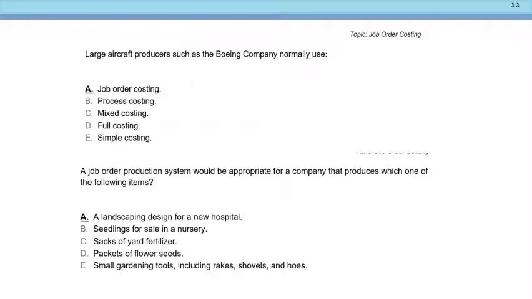Okay. Now, the other way you could answer this question would be to back into it. Seeds for growing a lawn or something, obviously that's not going to keep track of the cost by bag of seeds, sacks of yard fertilizer, packets of flower seeds, small gardening tools. These type of items we'd use what? Process costing as we go from department to department. I don't know how they produce fertilizer, but let's not get into all that. From the fertilizer department to what? To the bagging department where they stick the fertilizer in the bags, whatever.